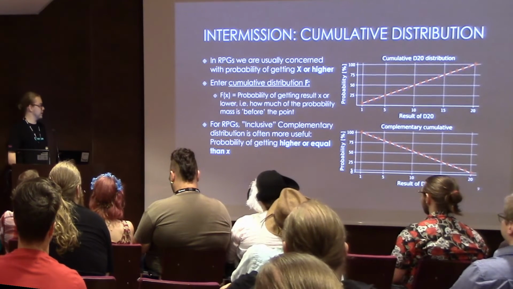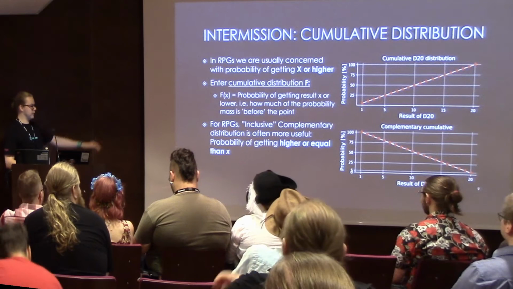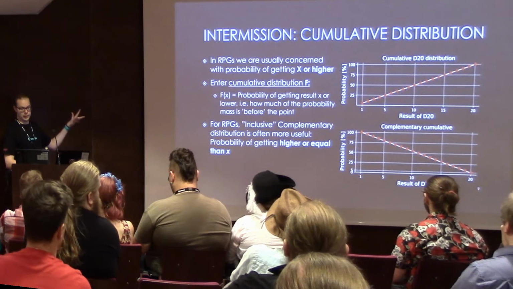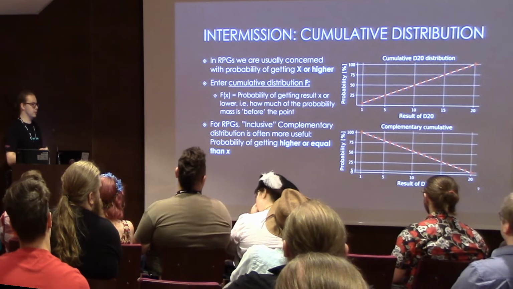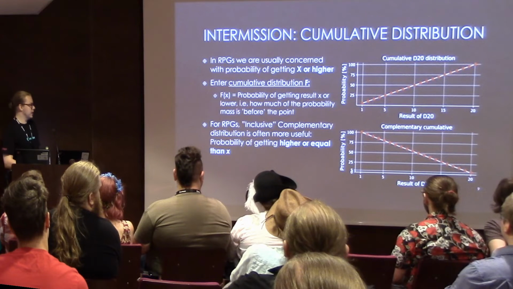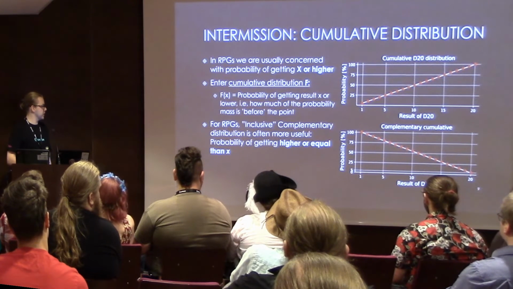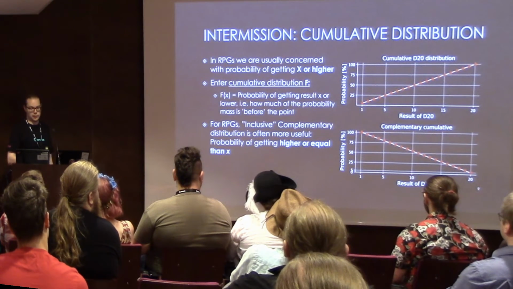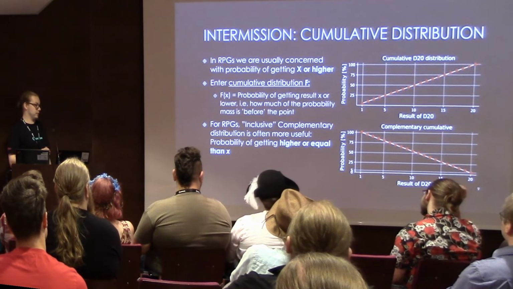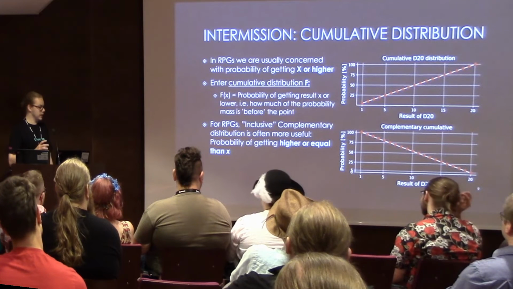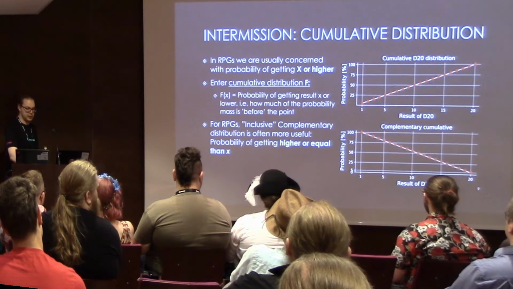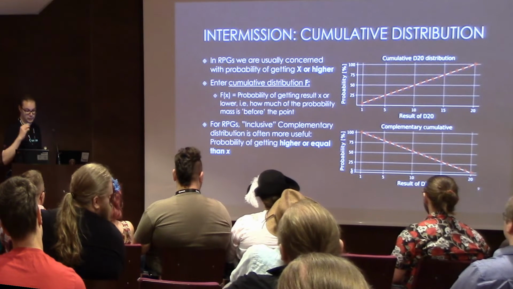Now here I have a couple of examples. In the top right corner, we have simply the traditional cumulative distribution of a d20 die. And it is about exactly what you would expect. If we go to the x-axis and take a look at the number 10, and then check the corresponding number on the y-axis, we see that there's a probability of 50% of getting a result of 10 or lower, which of course makes sense. Then we move down to the so-called inclusive complementary cumulative distribution.